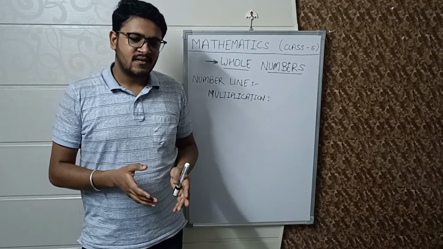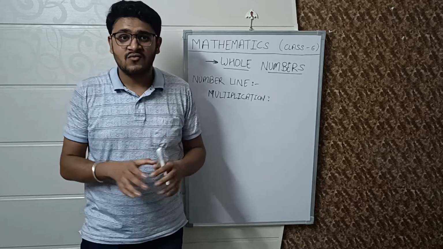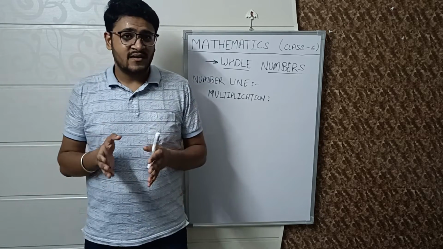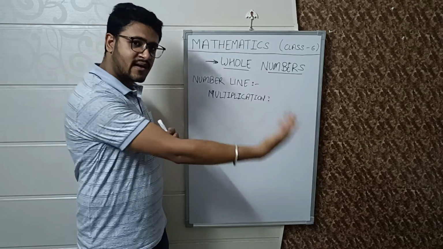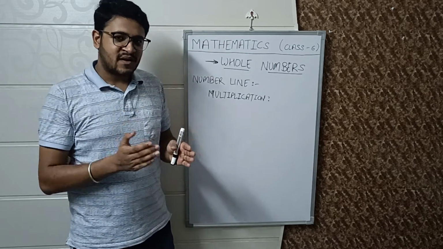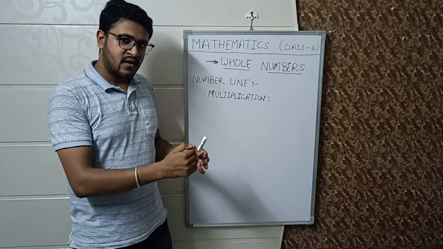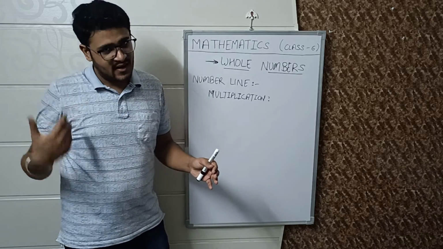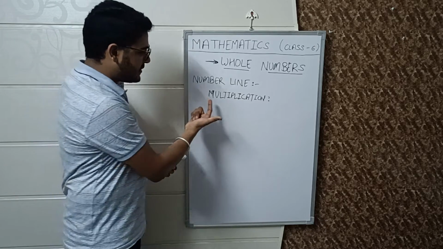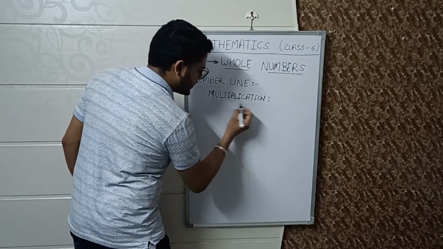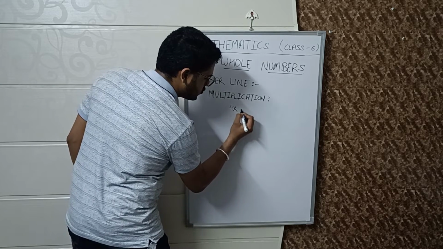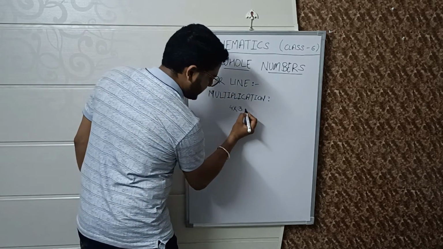So addition and subtraction using the number lines was quite similar. In addition, we were starting with the first number and we were doing the jumps towards the right side, right? And in subtraction, we were starting with the number and we were doing the jumps towards the left side, right? But multiplication is a bit different. Let's talk about multiplication. For example, we want to do 4 into 3, right?